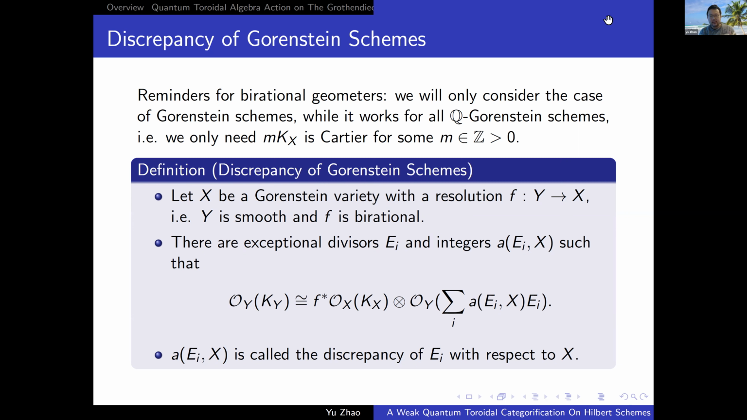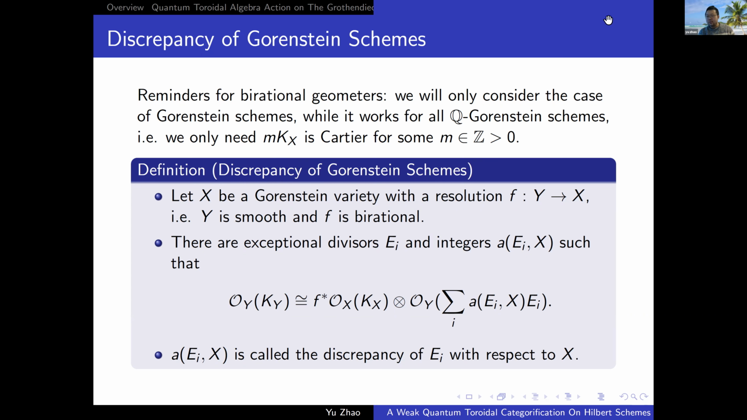instead of Cartier. But today what we will deal with are all Gorenstein schemes, and in this case the canonical divisor is Cartier. So we would only consider discrepancy for the integral version. So what's the definition of discrepancy?